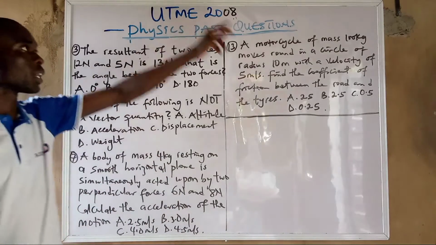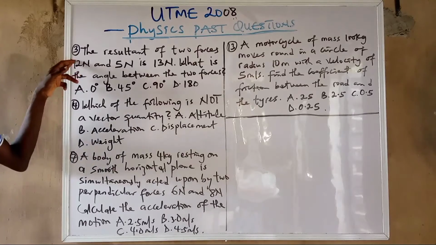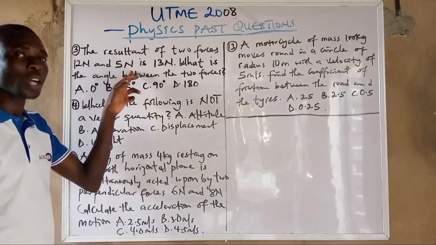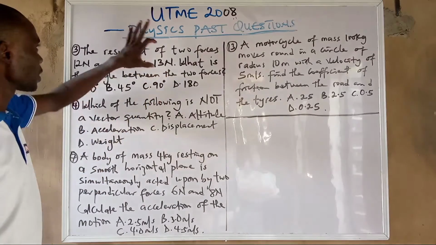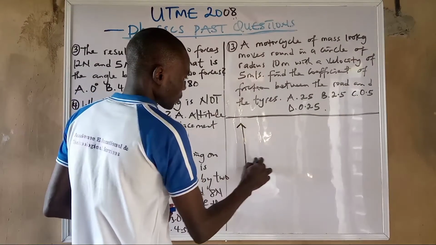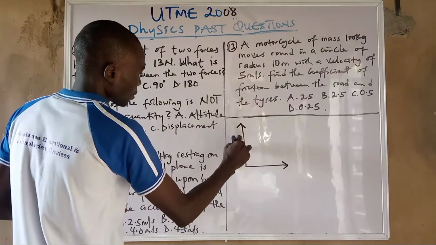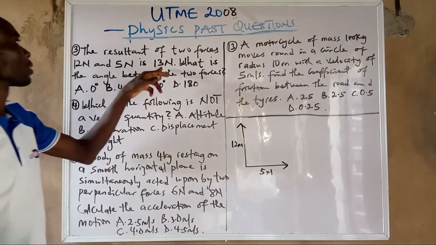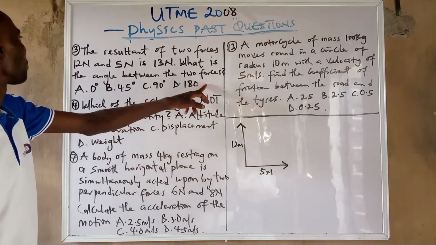For that very year, 2008, we have number 3. The resultant of two forces, 12 Newton and 5 Newton, is 13 Newton. With this statement alone, we are told that the resultant of these two forces, 12 Newton and 5 Newton, is 13 Newton. What is the angle between the two forces?